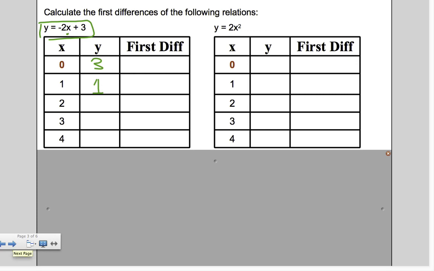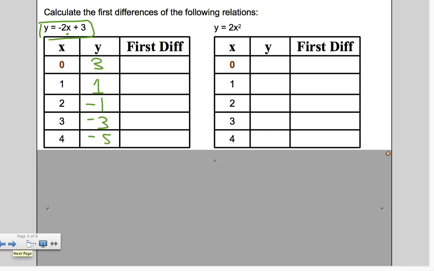Okay. So next value, x equals 2. We get 2 times negative 2 is negative 4, plus 3, this gives us a negative 1. Negative 2 times 3 gives us negative 6, plus 3 gives me negative 3. And negative 2 times 4 is negative 8, plus 3 gives me negative 5.